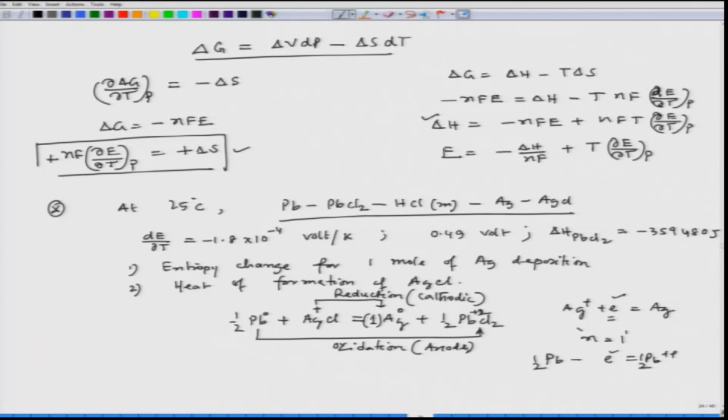Now, let us find out delta G for this particular chemical reaction, which gives me the potential difference, that is 0.49 volt. So this is equal to minus NFE, which is minus 1 into 96500, as we have understood from our previous class that 1 Faraday is 96483 or something like that. Roughly it is considered as 96500 coulomb per Faraday, into this much volt, which is equal to minus 47285. So this much is basically my free energy change.